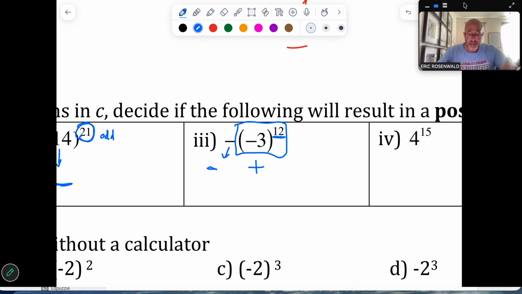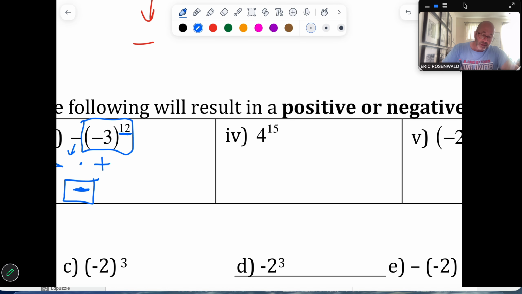However, because I have a negative times that positive, my overall answer would end up being a negative. Okay? When we look at this, this is an odd number. However, this value right here is not negative. And therefore, there's no reason we would end up with a negative number. So this is going to always be positive.